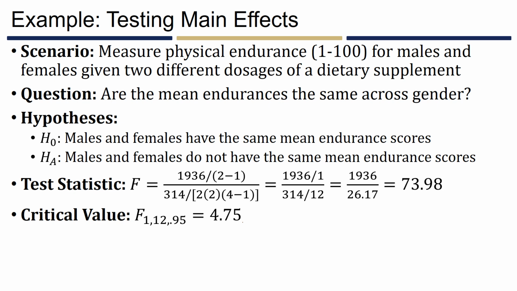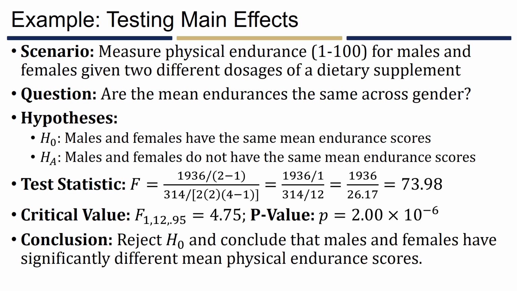Because we have the same degrees of freedom, we'll have the same critical value, which is 4.75, and our test stat corresponds to a p-value of 2 times 10 to the negative 6 power. What this means is that we can reject the null and conclude that males and females do have significantly different mean physical endurance scores.